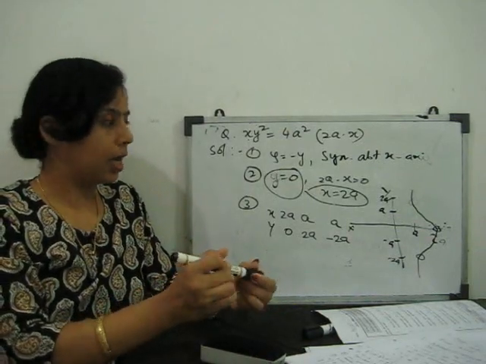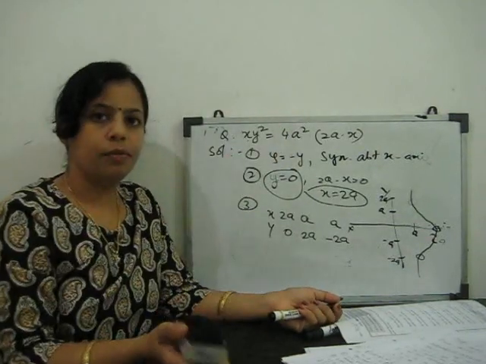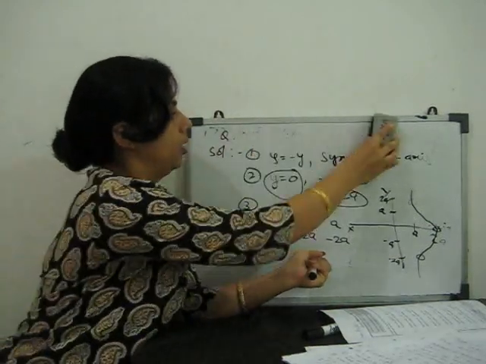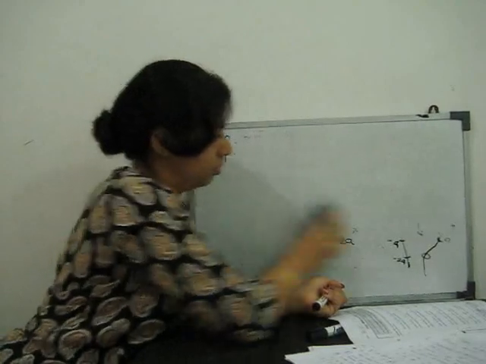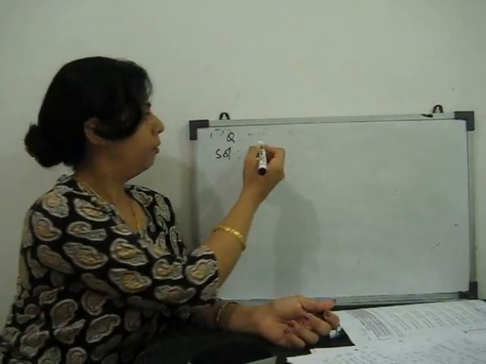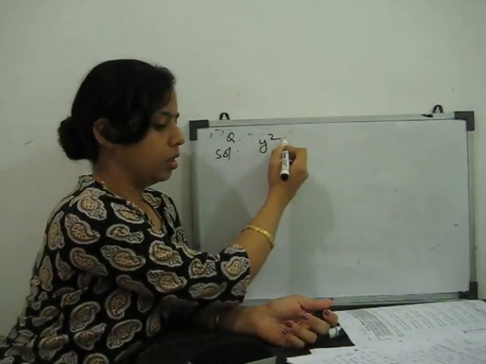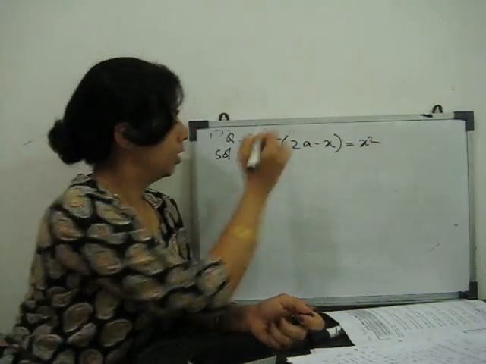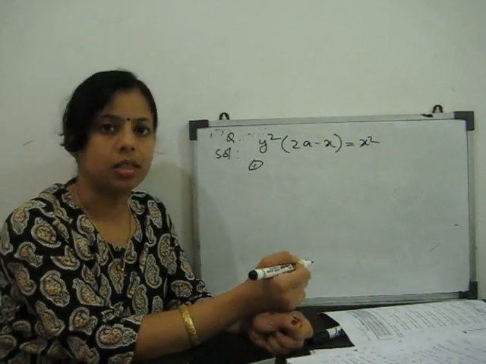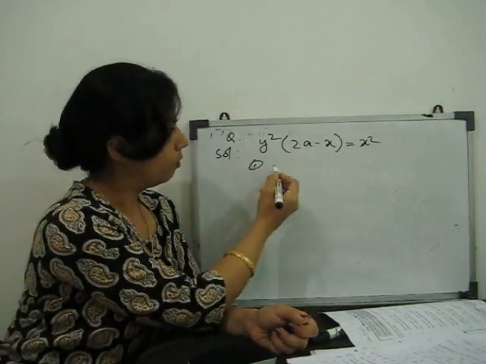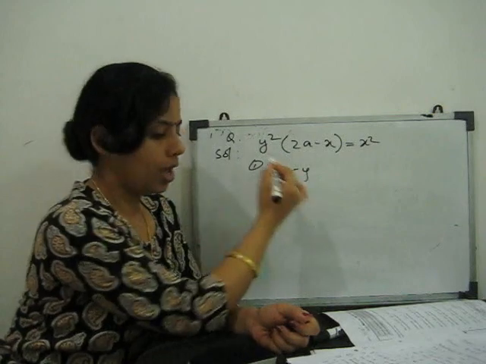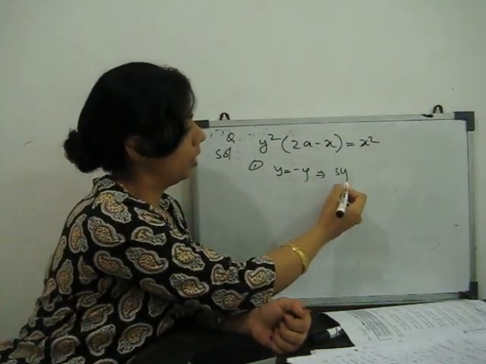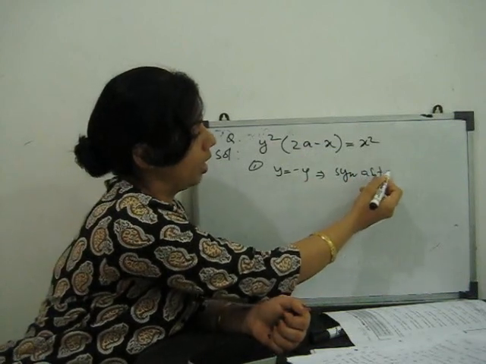Similarly, if you take another example, it is very easy. If you find the proper points, you can trace very easily. So, another question: y square into 2a minus x is equal to x cube. Same as before, first you check the symmetricity. If we put y equal to minus y, it is the same, even power means symmetric about the x-axis.